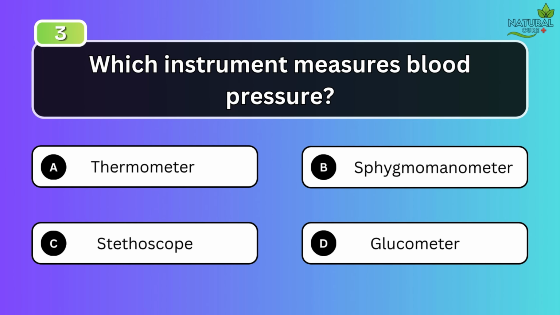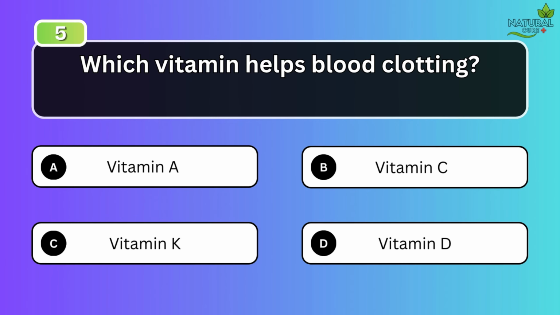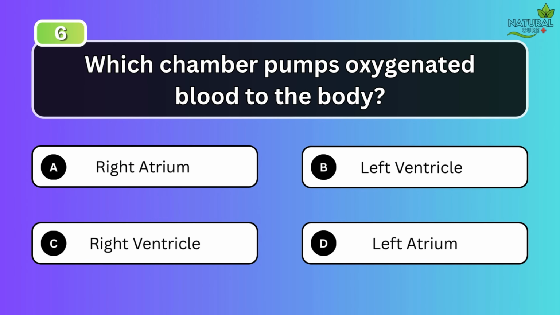Which instrument measures blood pressure? What is the normal respiratory rate for an adult? Which vitamin helps blood clotting? Which chamber pumps oxygenated blood to the body?